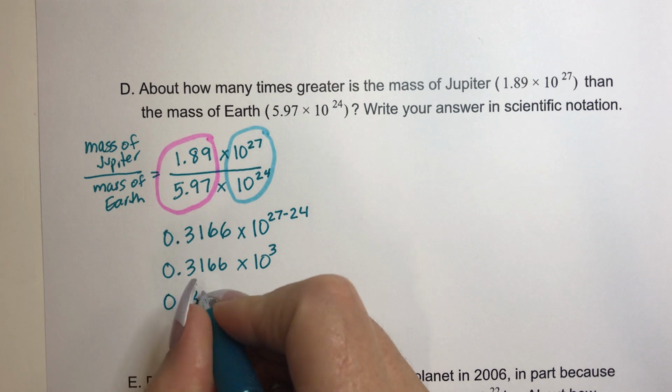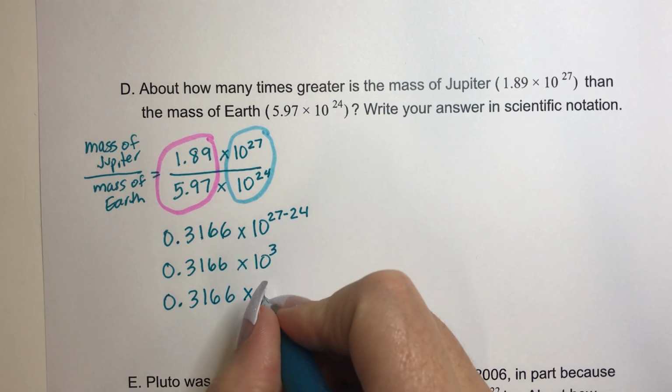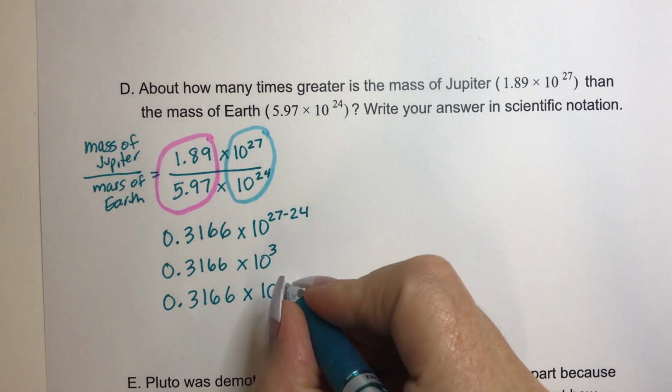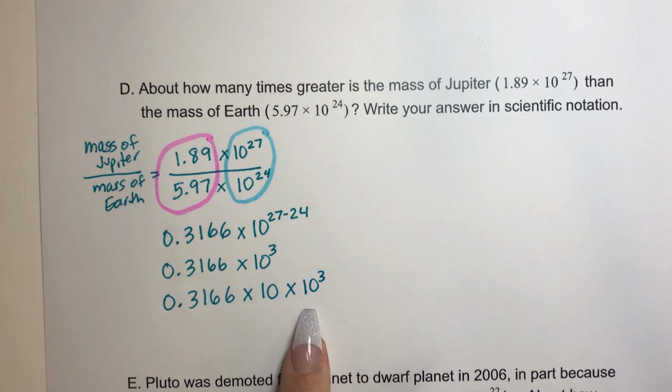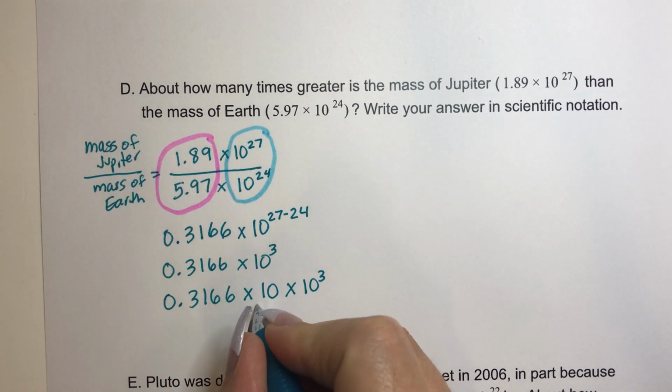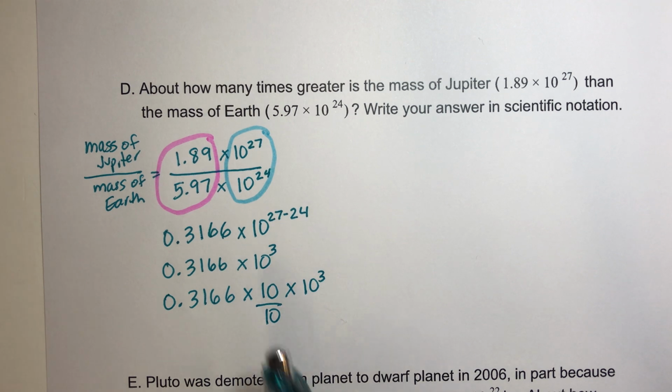So 0.3166, I'm going to multiply this number by 10, times 10 to the 3rd, right? This is here and this is here, okay? I'm multiplying this number by 10 to make it bigger so that the number is between 1 and 10. But I just can't multiply any number by 10 and it be the same thing. So if I'm going to multiply it by 10, I also have to divide it by 10, because 10 divided by 10 is actually equal to 1, and I can multiply any number by 1, and it's the same thing. It's just in a different form, okay?